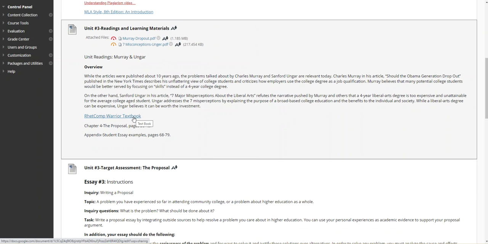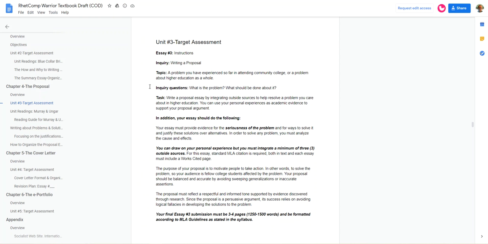As always, we have the Red Comp Warrior textbook, so you're going to want to take a look in the textbook. Here is the target assessment, which is writing a proposal. So the topic for this particular essay assignment is a problem that you have experienced so far in attending community college, or a problem about higher education as a whole. So the inquiry questions here are: what is the problem and what should be done about it? Problem, solution. So the task is to write a proposal essay by integrating outside sources to help resolve a problem you care about in higher education.